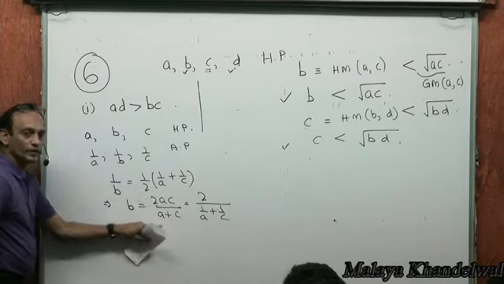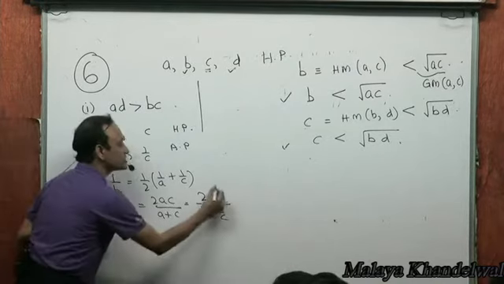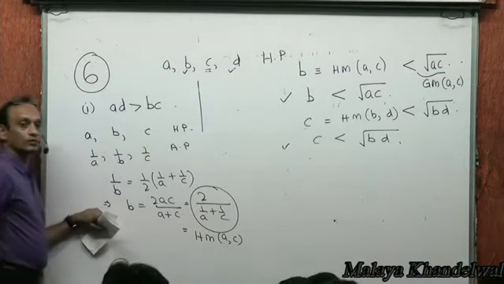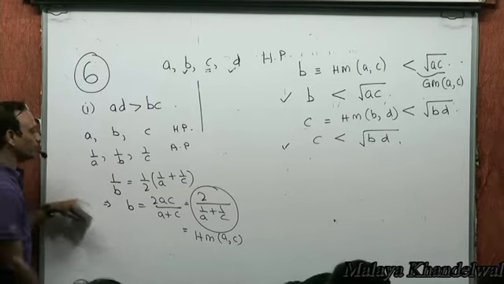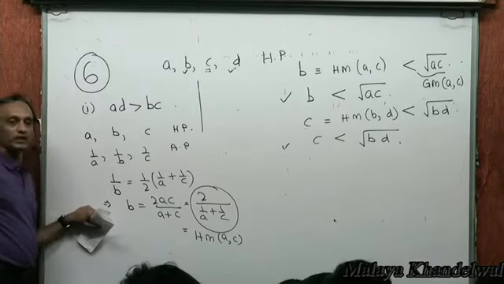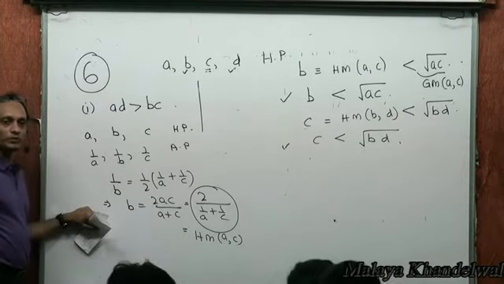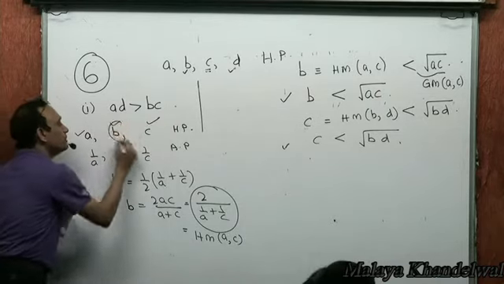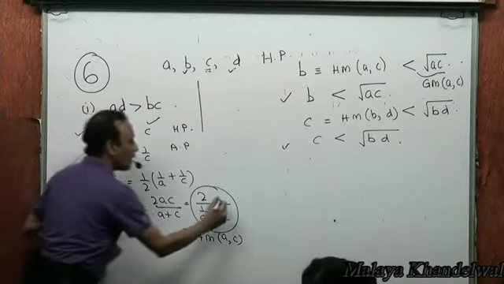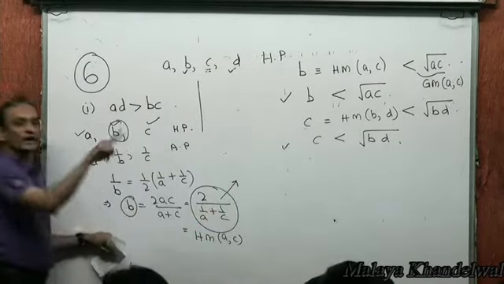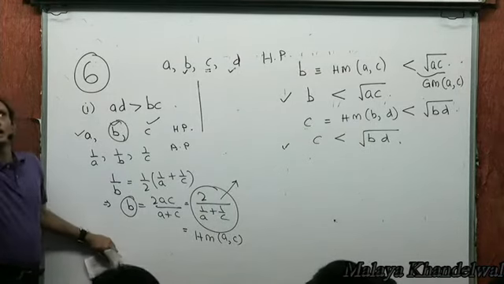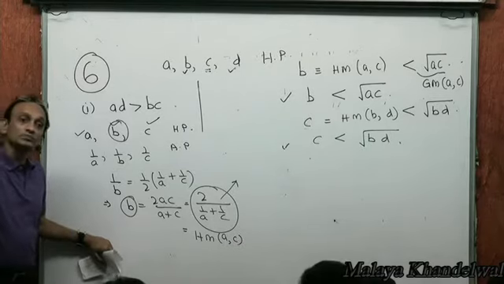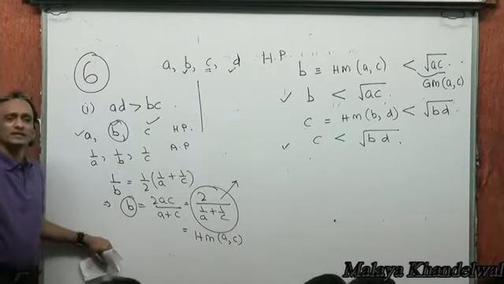Dividing by AC both numerator and denominator. But what is this? This is the harmonic mean between A and C. That's the definition of harmonic mean between two numbers. That means if A, B, C are in HP, B must be the harmonic mean between the two adjoining numbers. If A, B, C are in AP, then B must be the arithmetic mean between A and C. If A, B, C are in GP, then B must be the geometric mean between A and C.